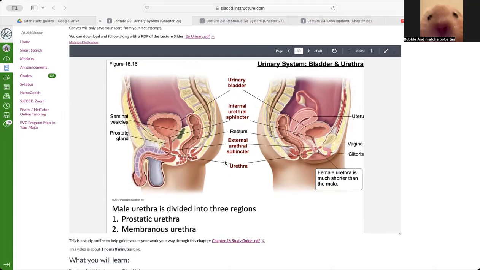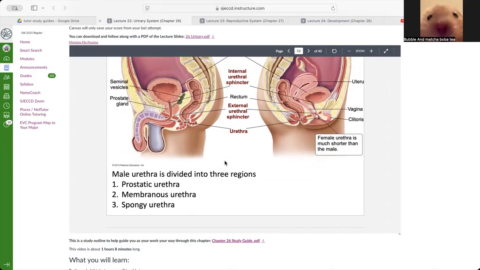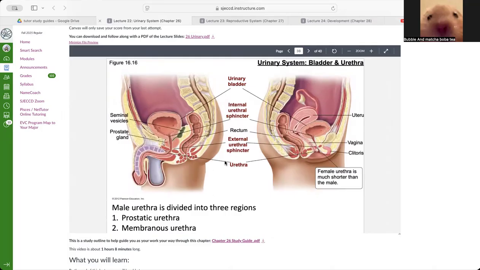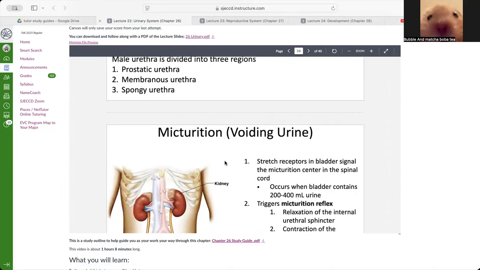At the bladder and urethra, men have additional reproductive glands like the seminal glands, prostate gland, and bulbourethral glands that have ducts that open up into the urethra. So we have the prostatic urethra, membranous urethra, and the spongy urethra. Okay.